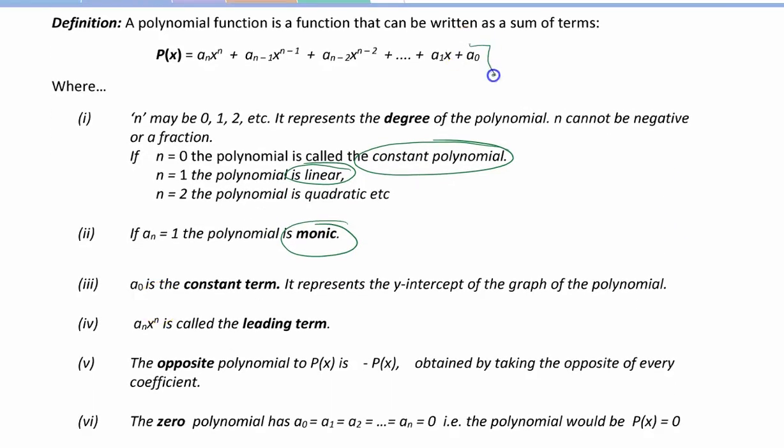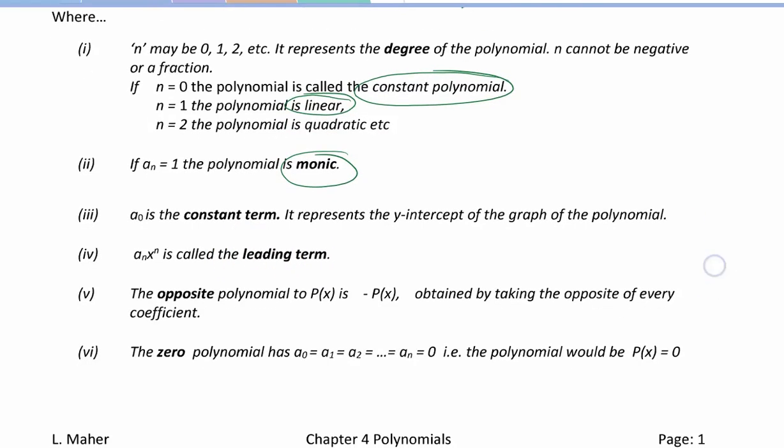So it's really reinforcing some of the terms you've come across before as well. a_0, the number on the end with no x attached to it, is called the constant term. It represents where the graph cuts the y-axis. a_n x to the n is called the leading term, and that's why it's important that we get it in order, from x with the highest power coming down until at the end we have x to the 0, which doesn't appear because it's 1, so it's just the constant term. Note the word leading term.